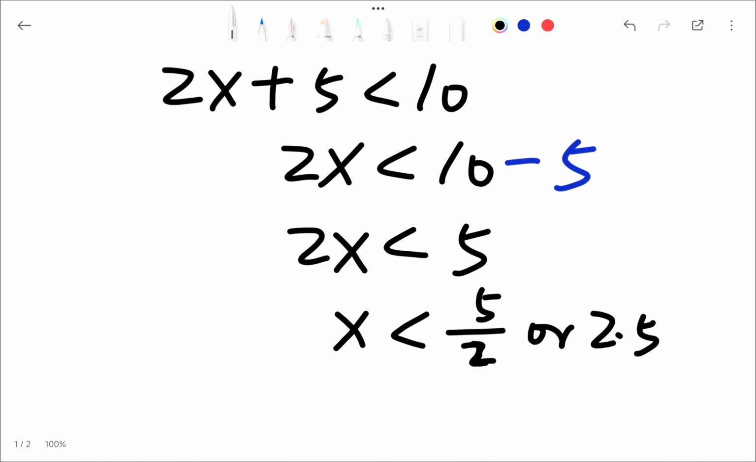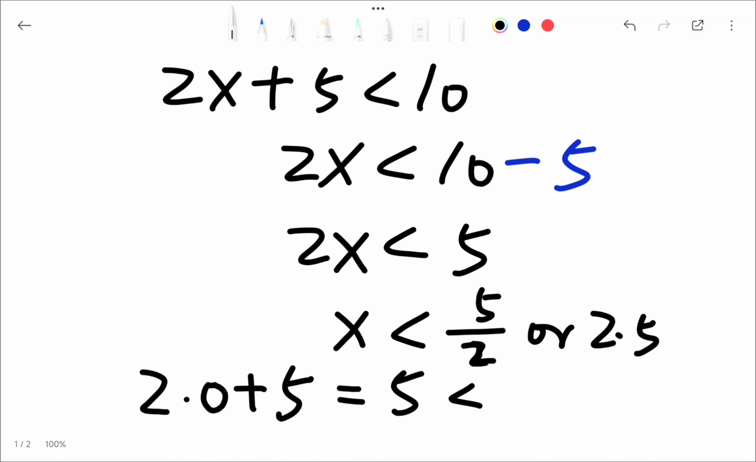When x equals 0, the left-hand side becomes 2 times 0 plus 5. This little dot here means multiply. And this gives us 5. And 5 is indeed less than 10. So that means 0 is an answer. All right, pretty easy, isn't it? So what is the difference of the methods? Let me show you in the next example.